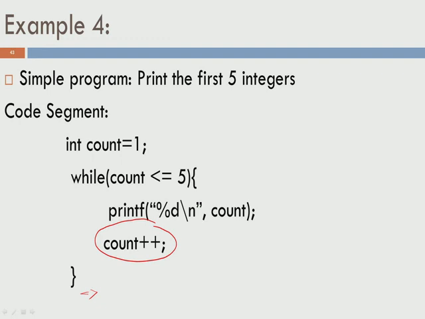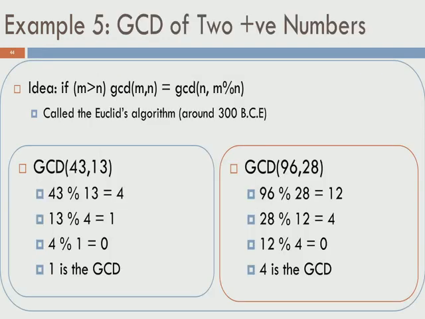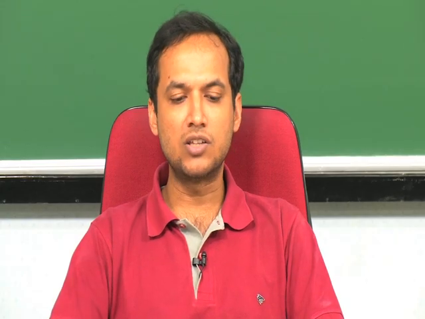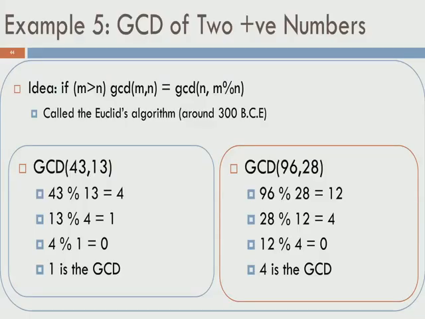This can be written using a for loop, but this is a simple example to show how the while loop works. Let us see a more concrete example where the number of iterations is actually not known. The problem that I am going to pose is finding the greatest common divisor of two positive numbers. Let us say the user gives two positive numbers m and n, and let us assume that m is greater than n. If it is not, you can ask the user to give it in that order, or you could change m and n so that m actually becomes greater than n.